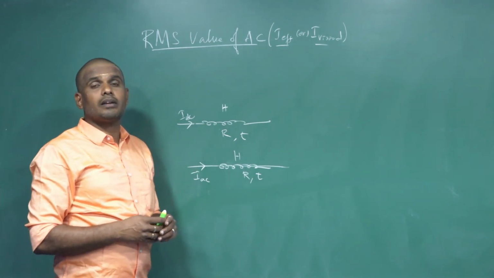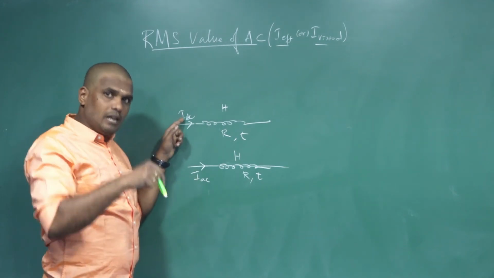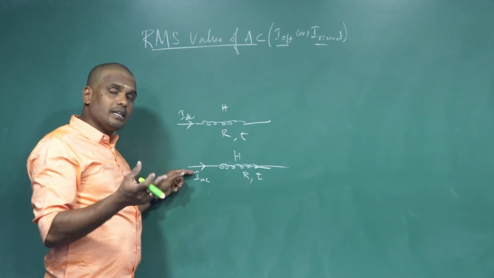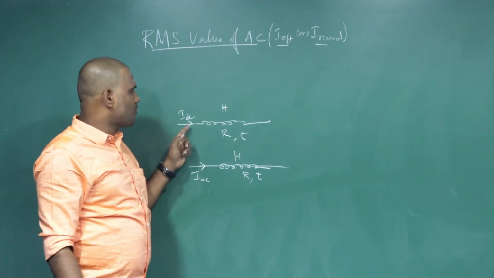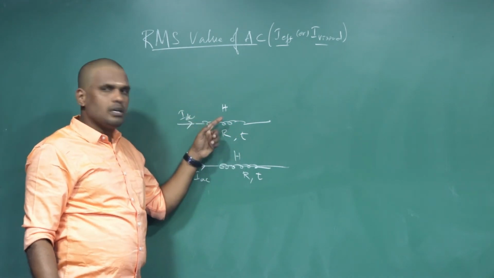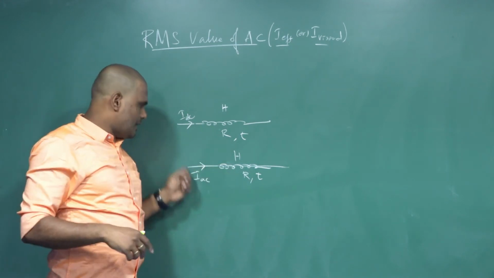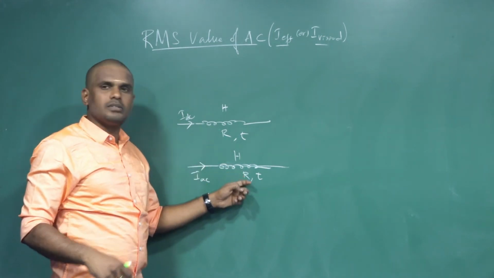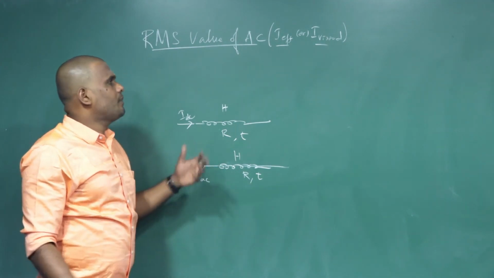The RMS value of alternating current is defined as the value of the steady current. Means AC is getting the form of DC. So, it is the value of the steady current which, when flowing through a given resistor R for a time interval T, will produce the same amount of heat as generated by an alternating current when passing through the same resistor for the same time.